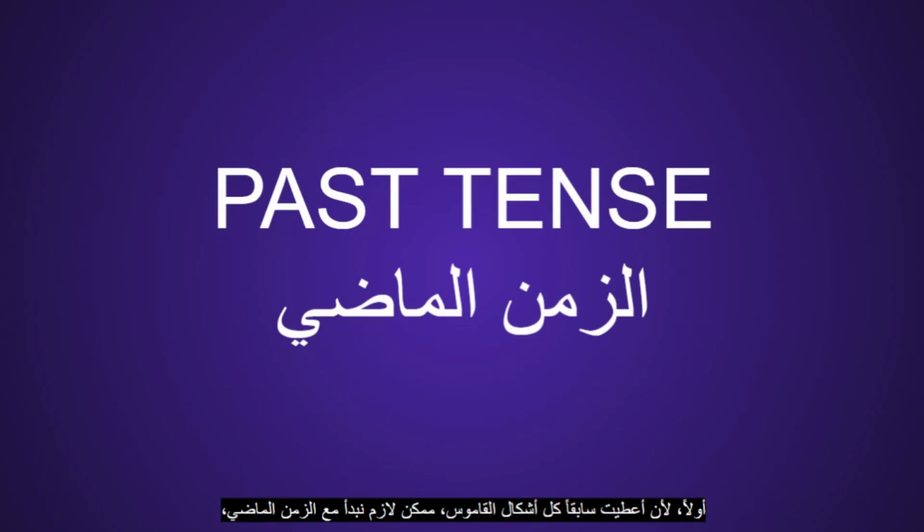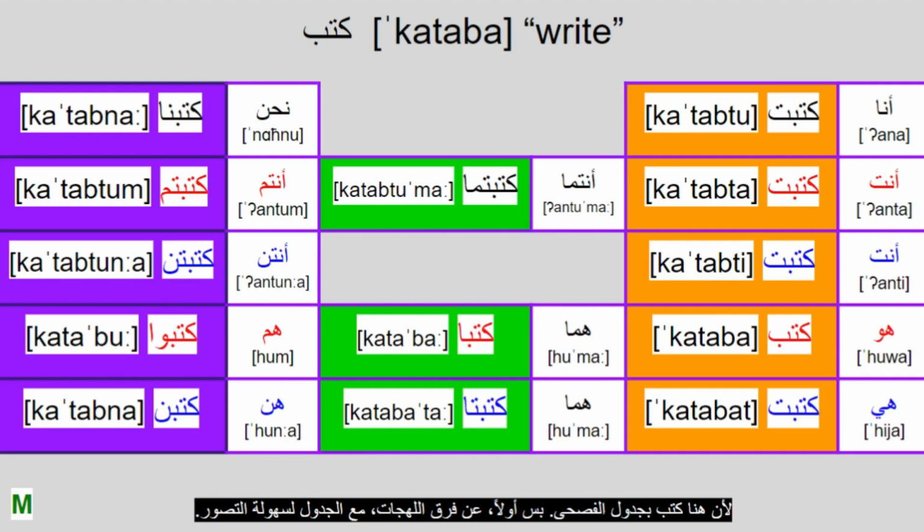First, since I already gave all the dictionary forms, might as well start with the past tense, so here's katab in the MSA chart. But first, about the dialectal difference with the chart so it's easier to conceptualize. For all tenses, MSA has dual conjugations, which Levantine does not. MSA also has gender distinction on second and third person plural verbs, which Levantine does not.